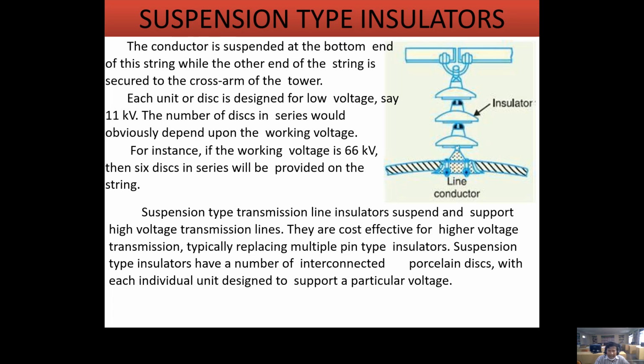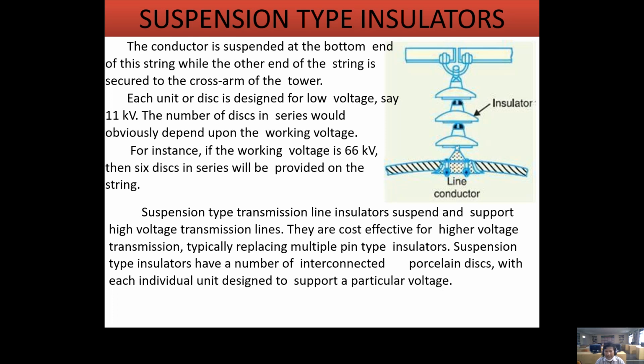The conductor is suspended from the bottom of the string. These are the cross arms. This is the bottom of the insulator. The conductor is connected at the bottom of the string, while the other end of the string is connected to the cross arm. Each unit or each disc is designed for a low voltage, that is 11 kV.